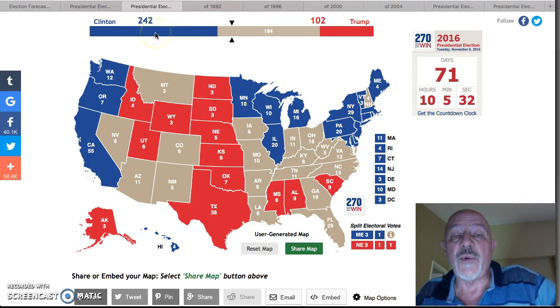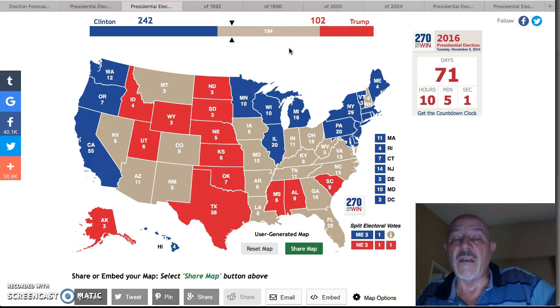So what that ends up with is a total of 242 votes. This is, we can kind of consider, a starting point. 242 votes at the starting point for the Democrats, 102 at the starting point for the Republicans, with 194, which is of course a lot, left undetermined. And each of these states have swung to both Democrats and Republicans across the last 6 elections.